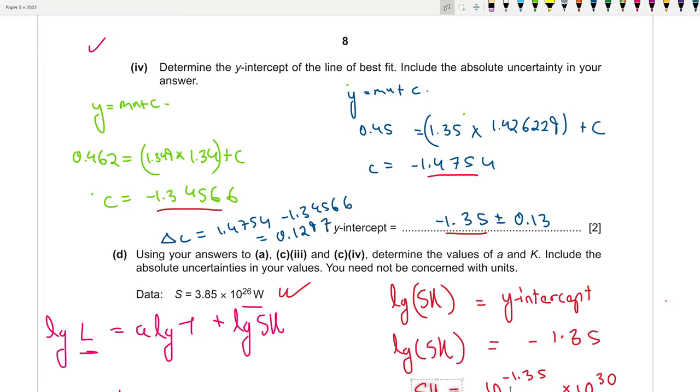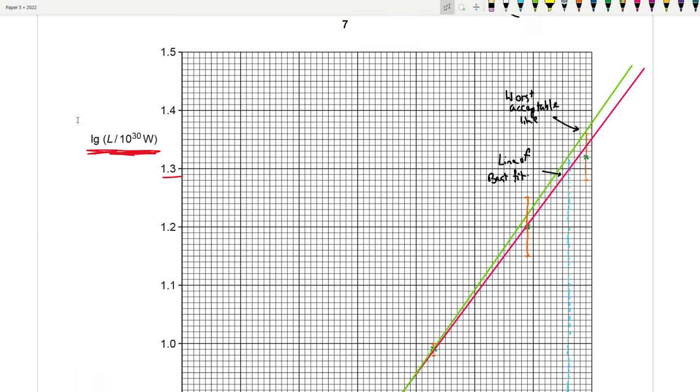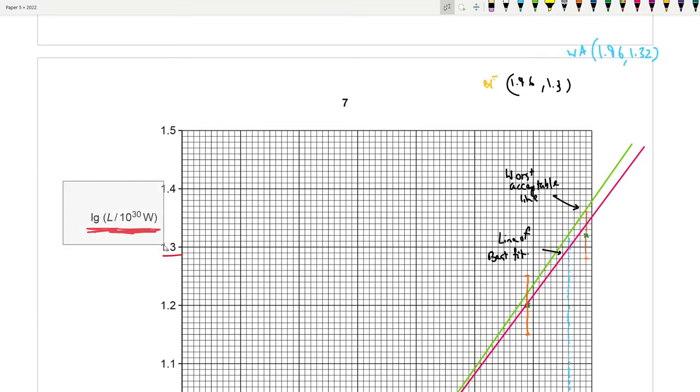So Sk is equal to 10 to the power minus 1.35. Essentially we did this to get rid of log, we need to do that. Okay, now there's an issue though. Check this. This was the tricky part. So basically what is Sk? It's the y-intercept, something that's on the y-axis. So check out the y-axis. Y-axis is basically your luminosity.